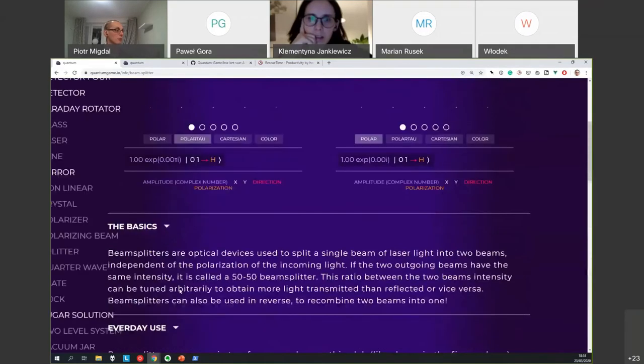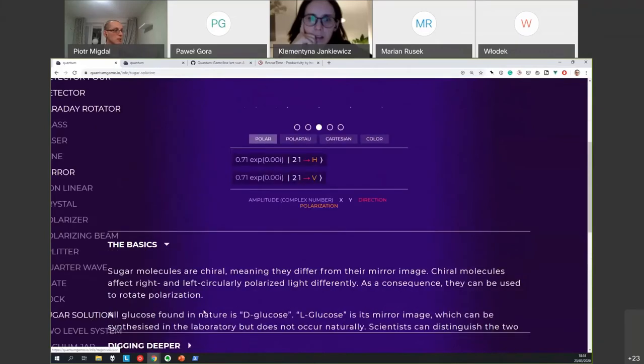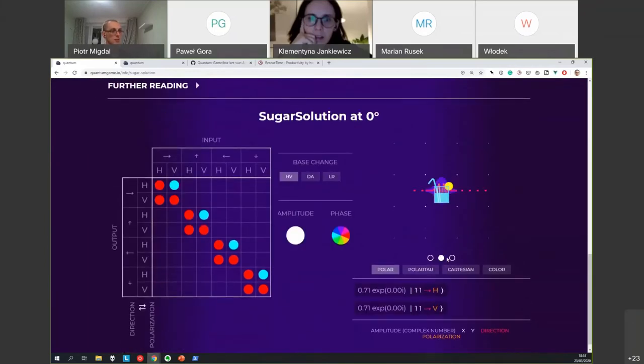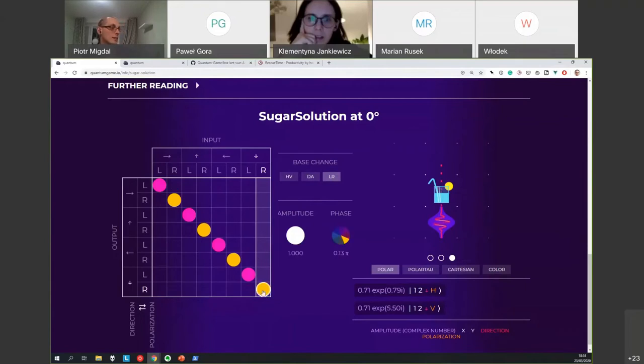And I think it's even more interesting for, say, a sugar solution, which is a solution that rotates light, so you can see what happens there. It's rotated, and this is a rotation matrix. But if you change to the diagonal bases, and then to circular bases, you see that in sugar there's a different phase shift for left-handed and right-handed polarization. We just wanted to make it as accessible as possible.